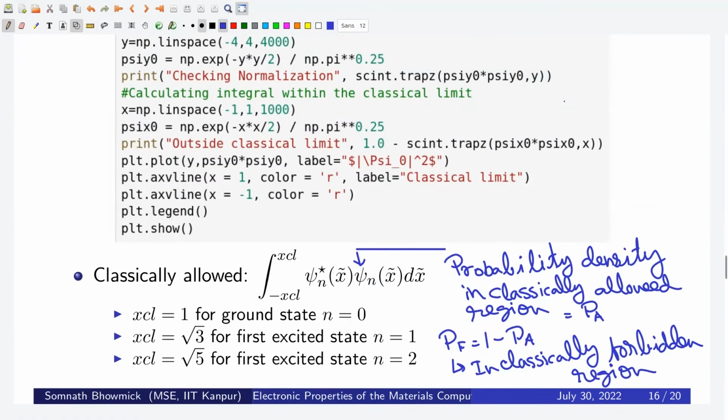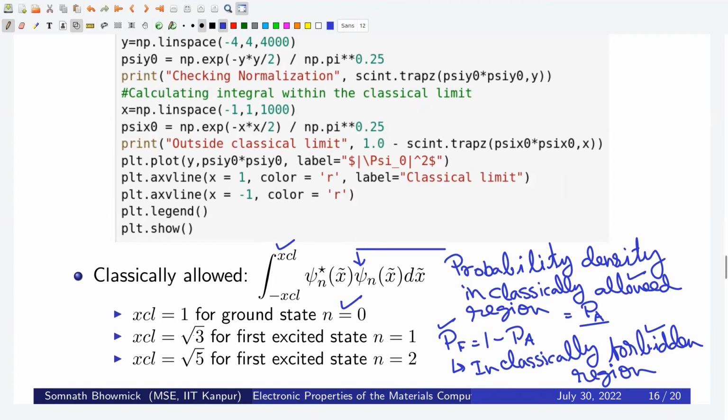Let us divide the probability density into two regions. One in the classically allowed region, and let us call it P_A. And then the second one is the probability density in the classically forbidden region, and let us denote it by P_F, and P_F is equal to 1 minus P_A. To calculate the probability within the classically allowed region, we have to evaluate this integral, where x_cl is the classical turning point. We know that x_cl is equal to 1 for the ground state, that is n equals 0.